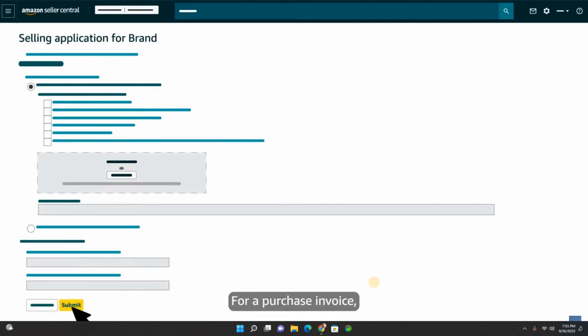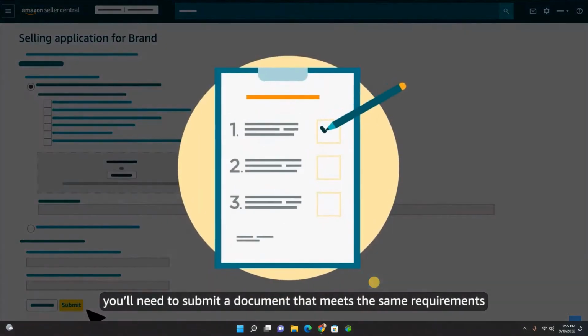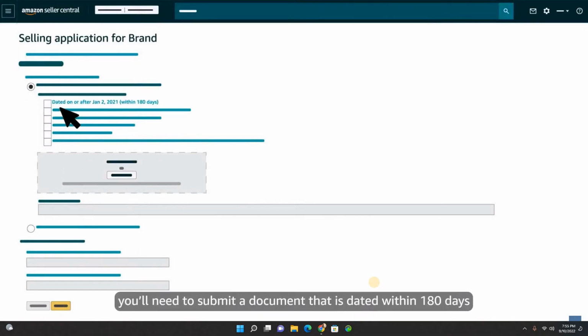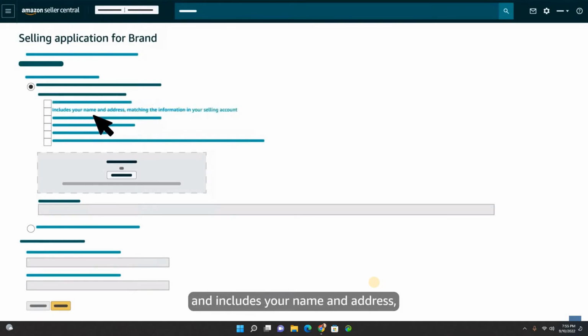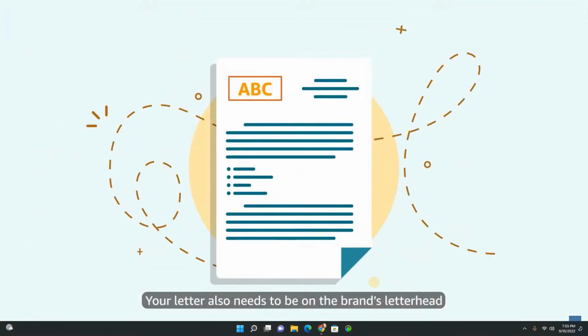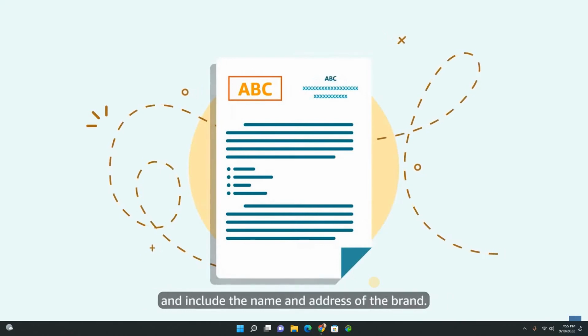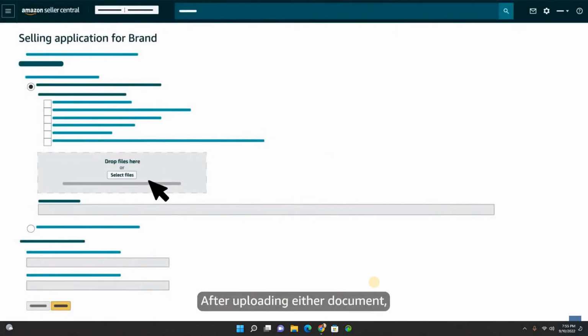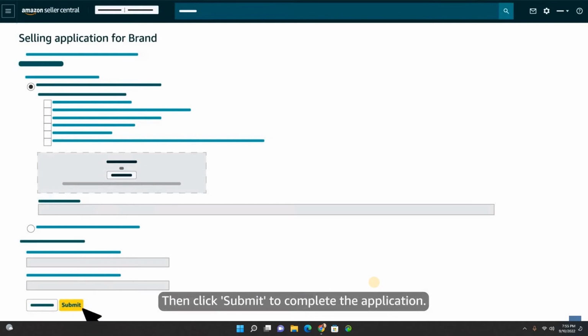For a purchase invoice, you'll need to submit a document that meets the same requirements we reviewed for a category approval. For an authorization letter, you'll need to submit a document that is dated within 180 days and includes your name and address, matching the information in your selling account. Your letter also needs to be on the brand's letterhead and include the name and address of the brand. Make sure it's a high-resolution PDF file in the correct orientation. After uploading either document, you'll provide contact information plus any optional comments. Then click Submit to complete the application.